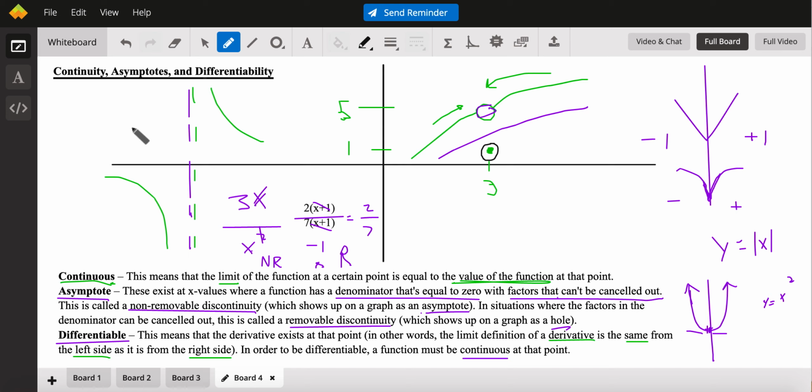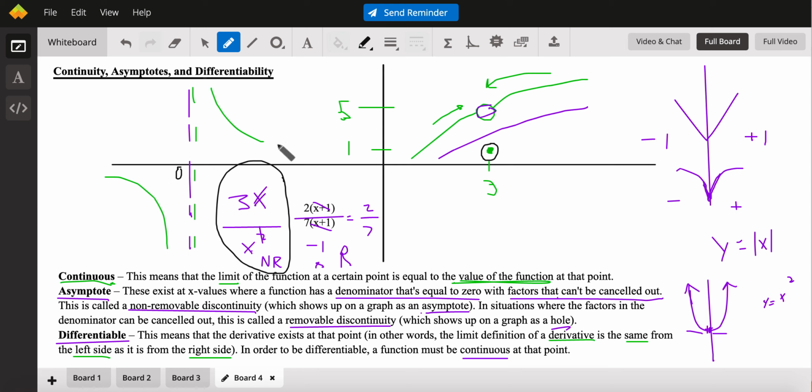An asymptote, if you look here on the left side of this graph, you get these when your function has a denominator that's equal to 0 that can't be canceled out with a factor in the numerator. So, for example, if you look at this example here of 3x over x squared, the x in the numerator will cancel, but there's still another x in the denominator. So at x equals 0, you have an asymptote there, right? Your function can't actually exist there.